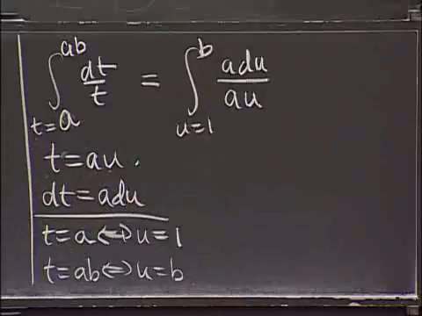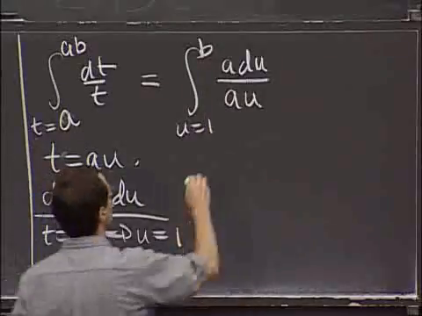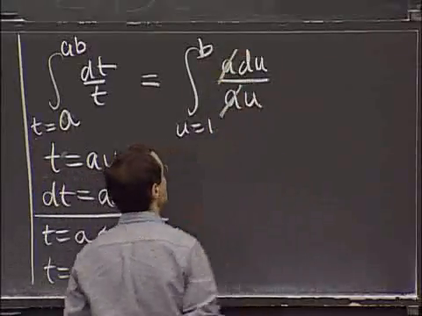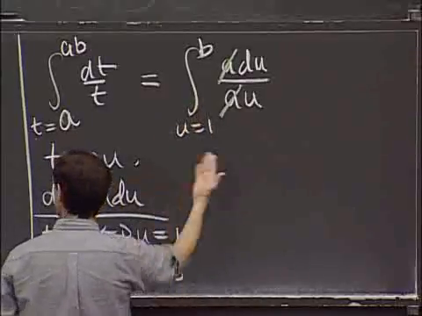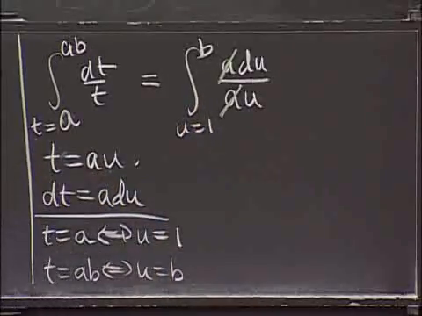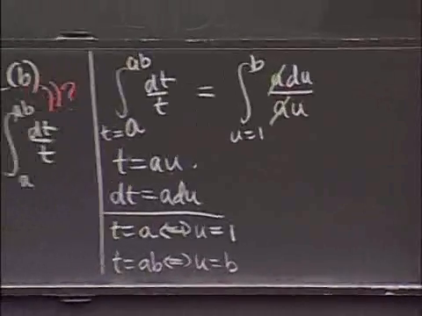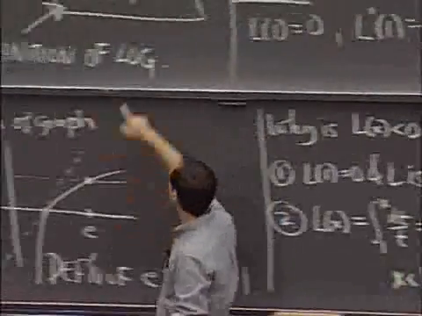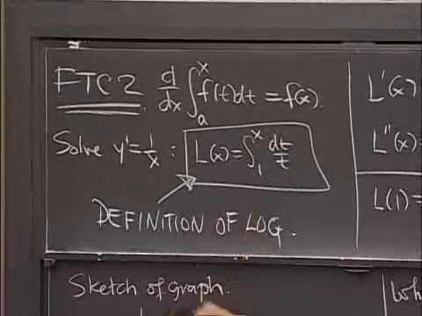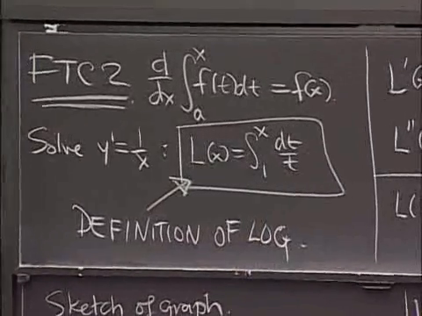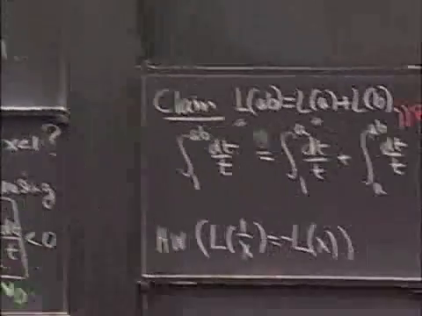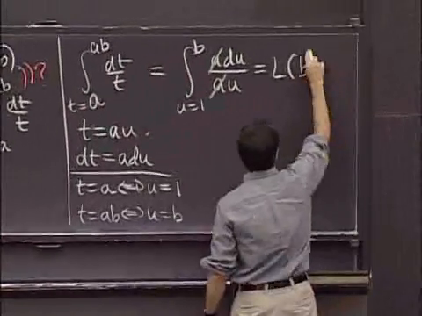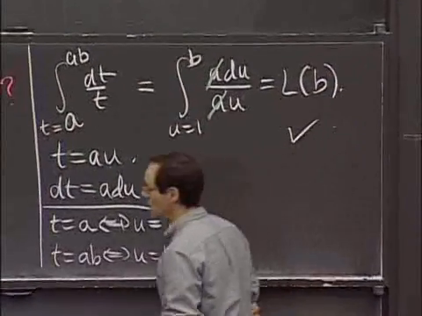And now, if you notice, we're just going to cancel these two factors here. And now we recognize that this is just the same as the definition of L of B, because L of x is over here in the box. And the fact that I use the letter t there is irrelevant. It works equally well with the letter u. So this is just L of B, which is what we wanted to show.